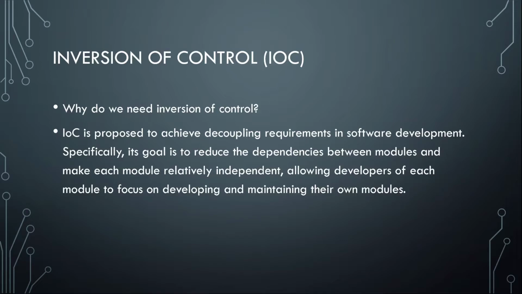Why do we need inversion control? Inversion control is proposed to achieve decoupling requirements in software development. Specifically, its goal is to reduce the dependencies between models and make each model relatively independent, allowing developers of each model to focus on developing and maintaining their own models.